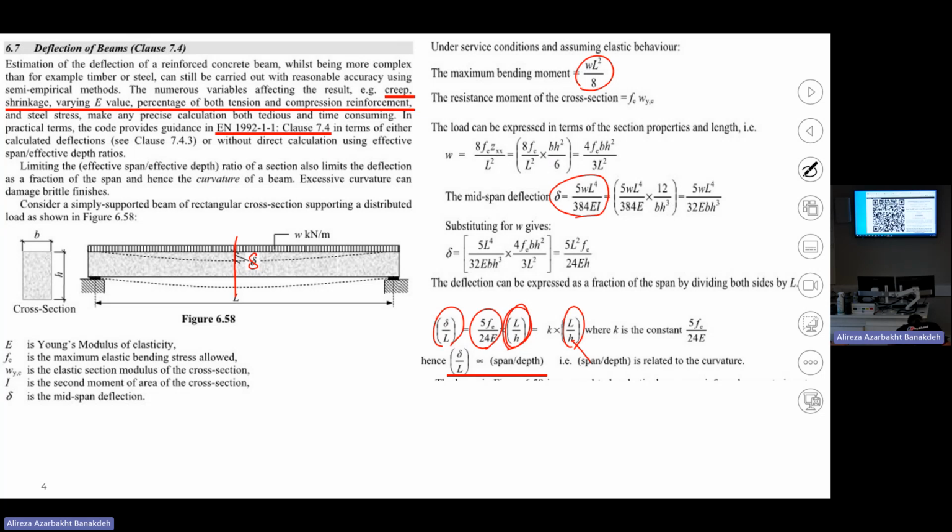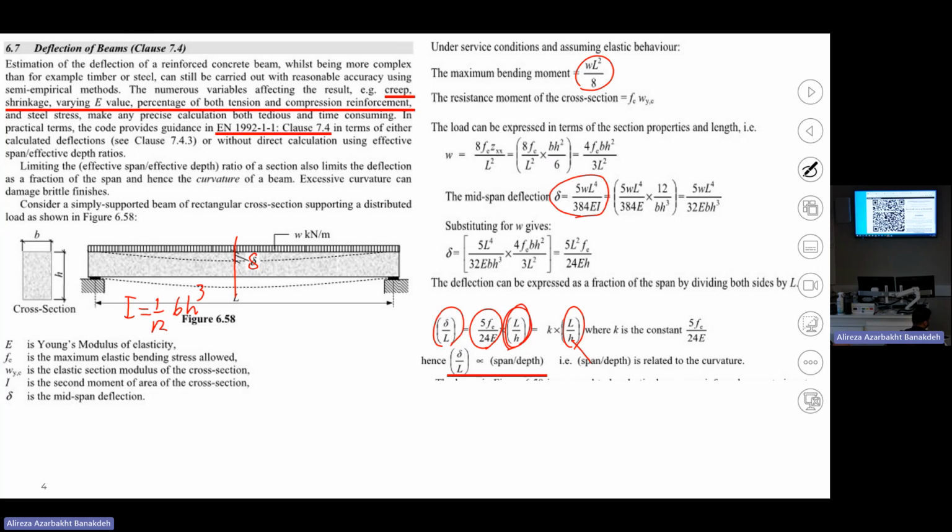It will be more stiff, because H contributes to I, the second moment of inertia, 1 over 12 B H cubed. So it's cubic in H, so it's very important. H very significantly contributes to the deformation. So the more H you have, the less delta you will get, right? It makes sense from the point of view of physical sense, right? So the delta is a function of L over H.